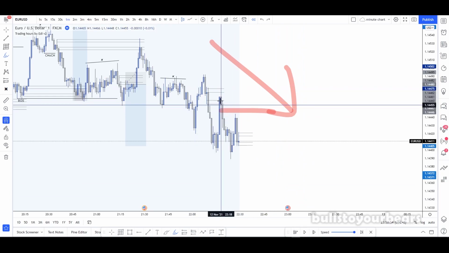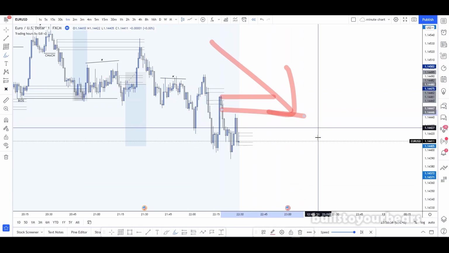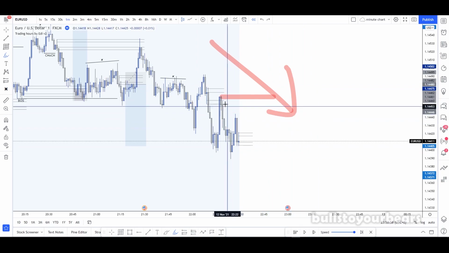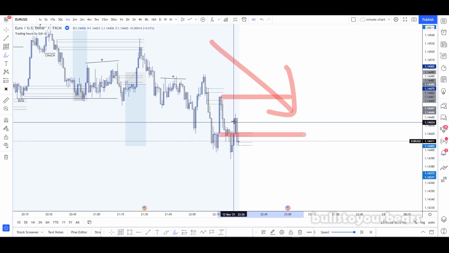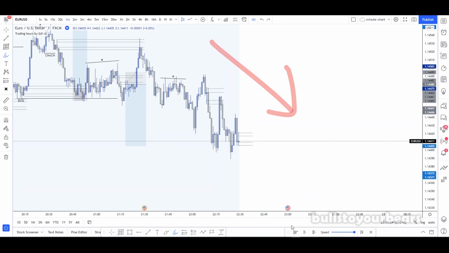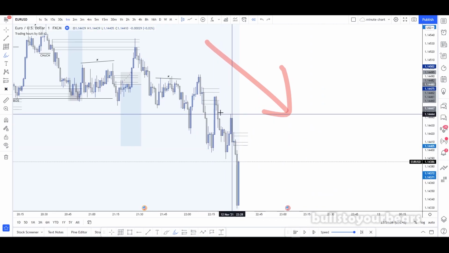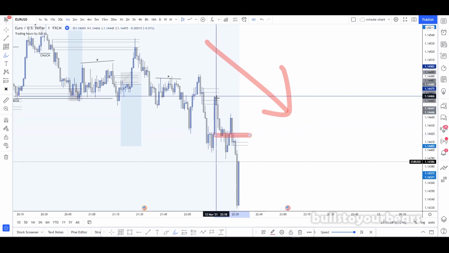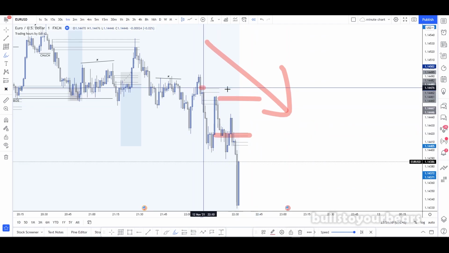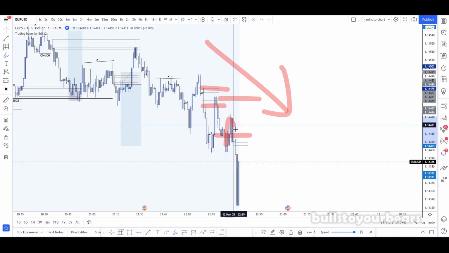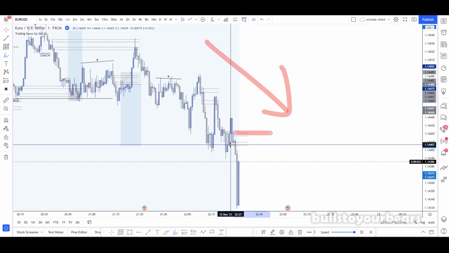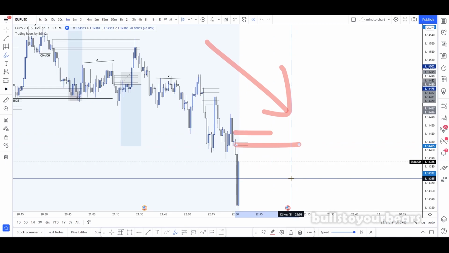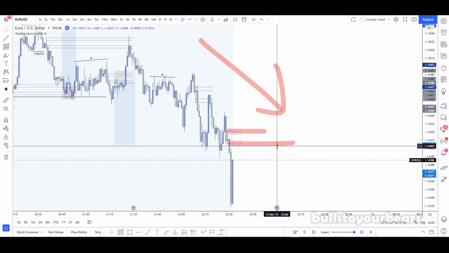If you are like me, who likes to take the refined zone, you will miss it. But if you like to take the whole zone just to be safe, you will have been tagged in, right? Then from here, assume this is a mitigation. We have a mitigation here, and then mitigation, break of structure. Now what caused the break? This one caused the break, so we should see a mitigation here. I'm not sure if it reacts off it.